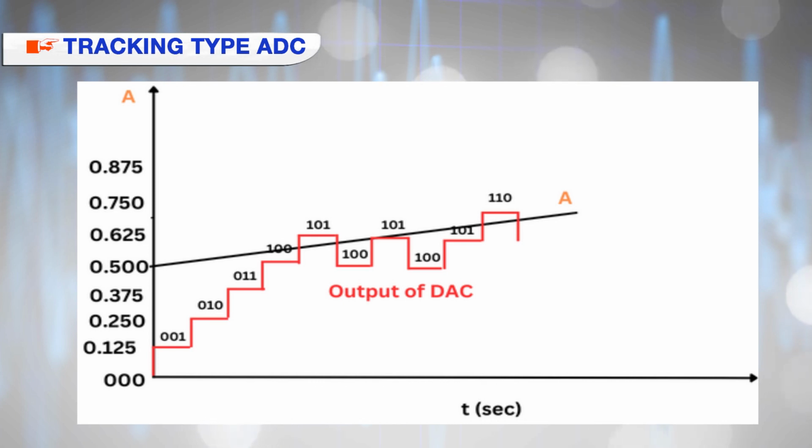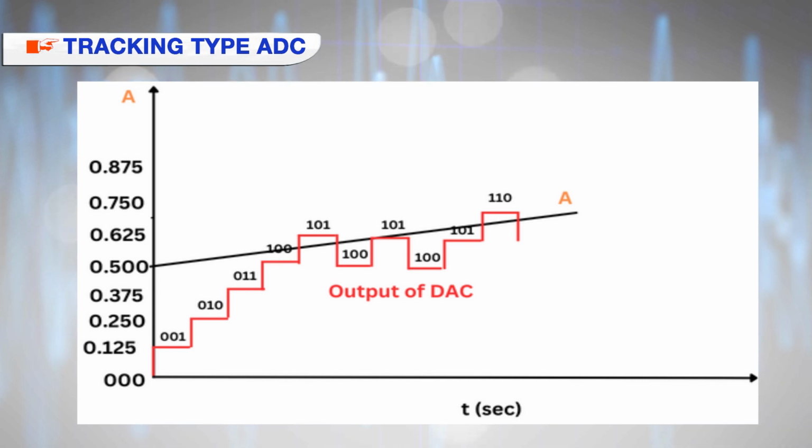Here at 5th clock pulse, DAC output crossed input voltage. So here occurs one conversion. After this, DAC output is higher than the input voltage. So comparator output becomes low and down count is performed. In the next step, that is 6th clock pulse, input voltage is higher, so up count is performed. In 7th pulse, again up count is performed.